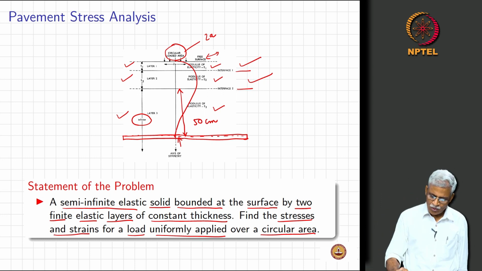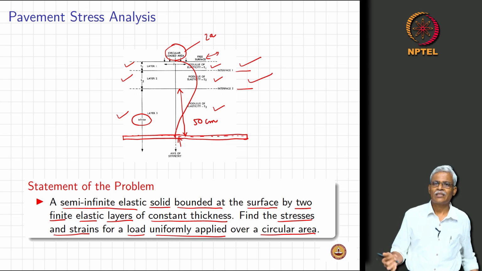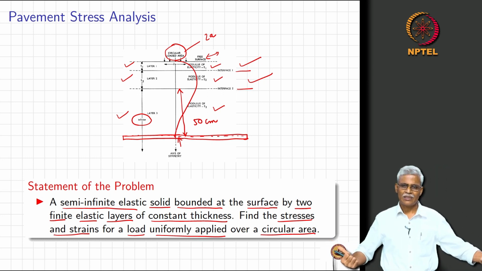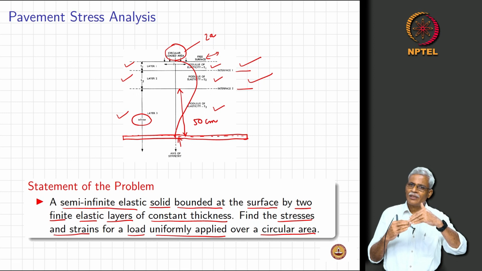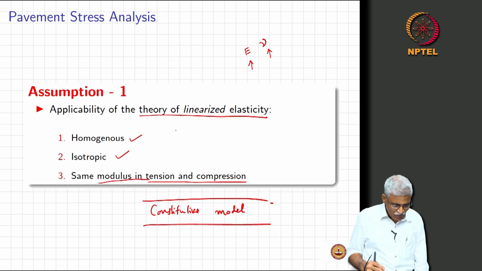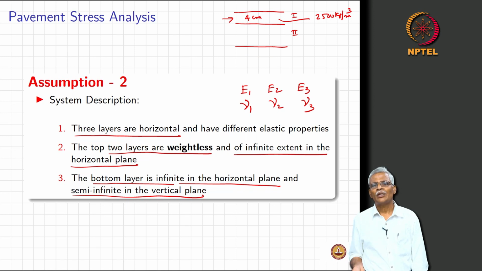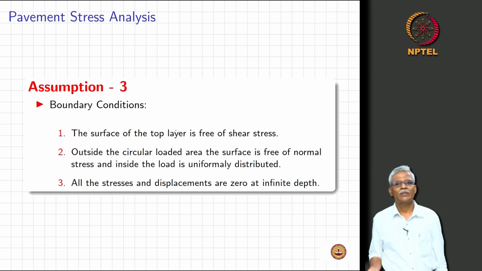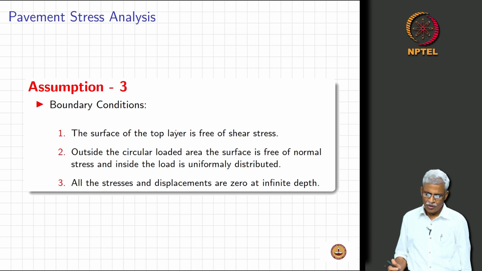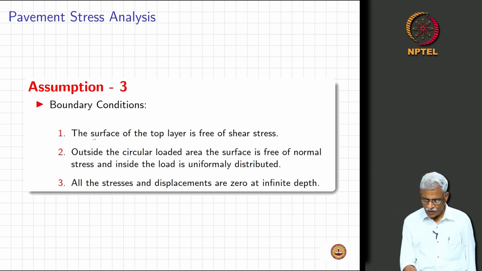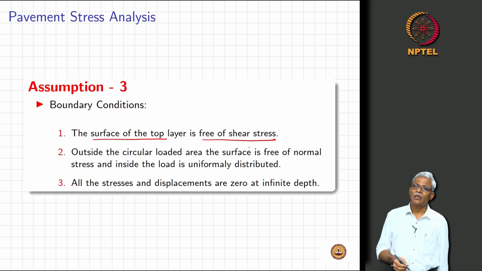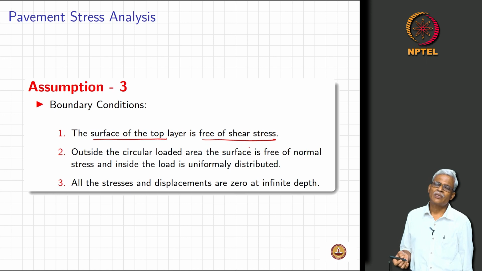So, you have 3 layers here, these layers are infinite in the horizontal extent and they are all finite, but right now in the way in which I have written it, it is semi-infinite. Now, the next thing that you really need to do is write what are called the boundary conditions. What boundary conditions do you really want to write? The surface of the layer is free of shear stress. Now, we have discussed this earlier.